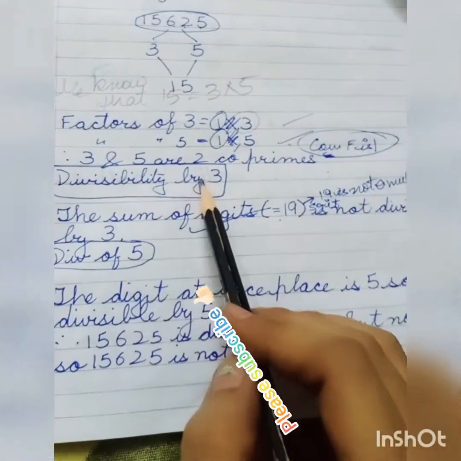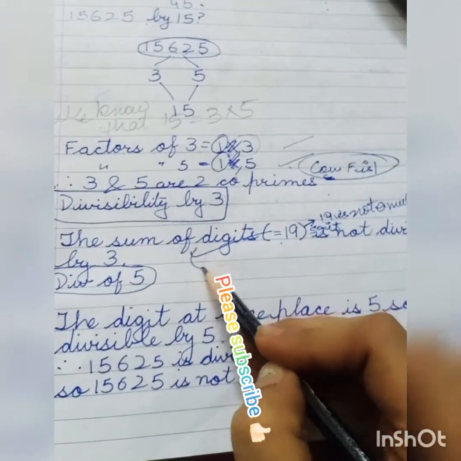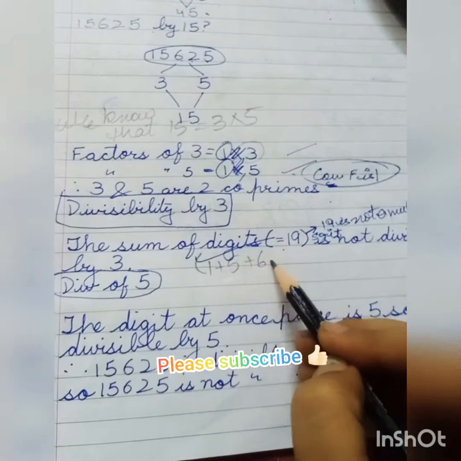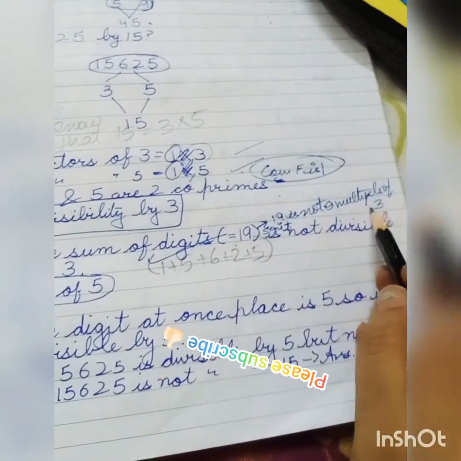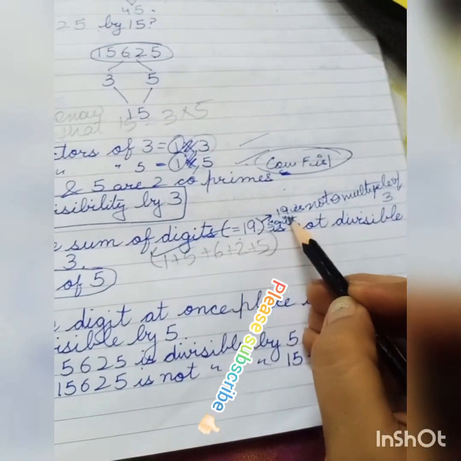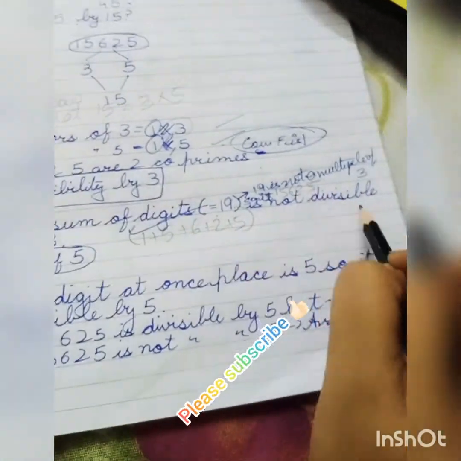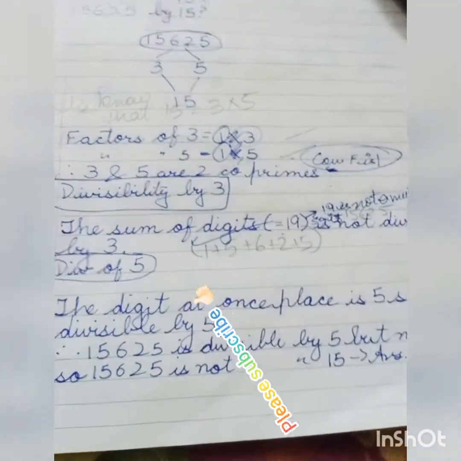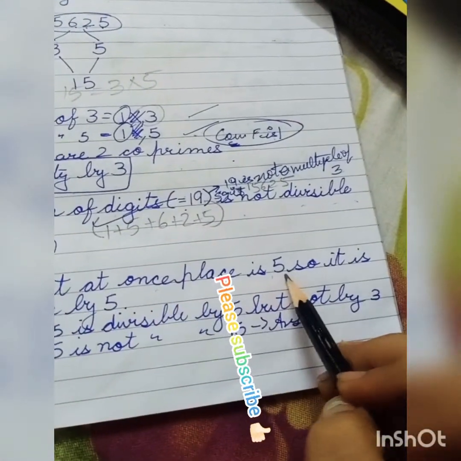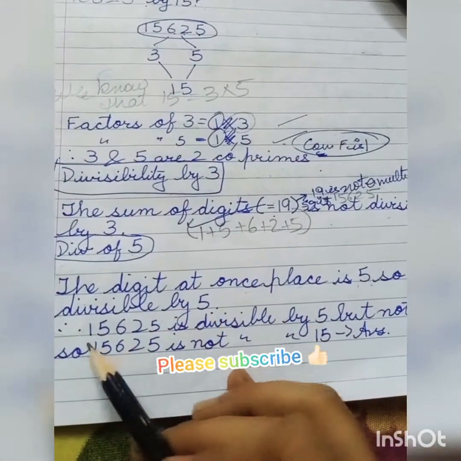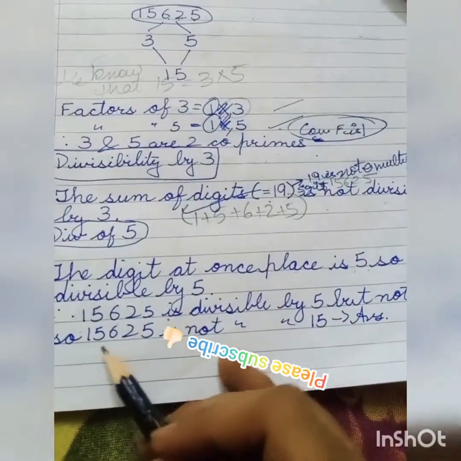So here it is divisibility test of 3. The sum of digits, यहाँ पे आप ब्रैकेट में लिख भी सकते हो, 1 plus 5 plus 6 plus 2 plus 5 is 19, and 19 is not a multiple of 3. So this number 15625 is not divisible by 3. Then we will apply the divisibility test of 5. The digit at the ones place is 5, so it is divisible by 5. Therefore 15625 is divisible by 5 but not by 3.